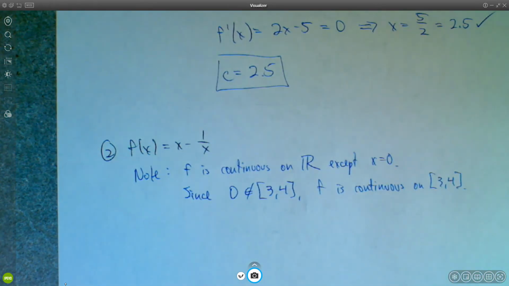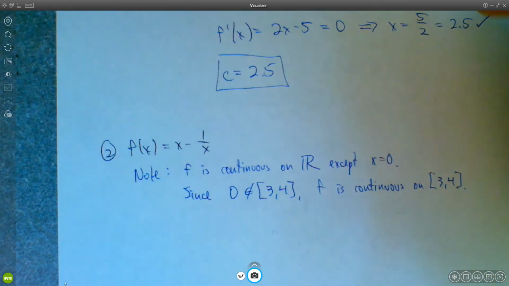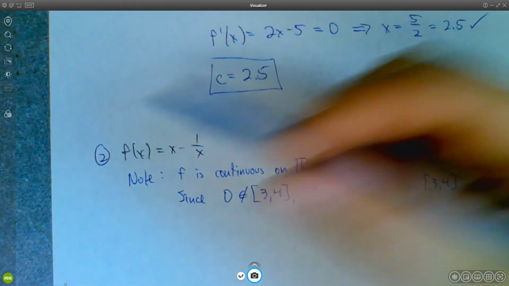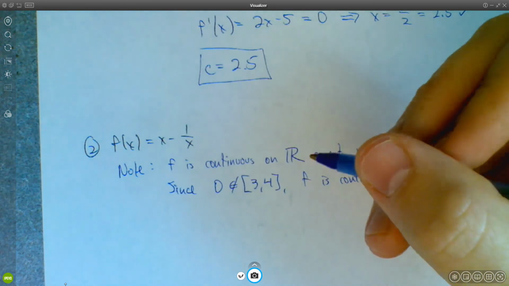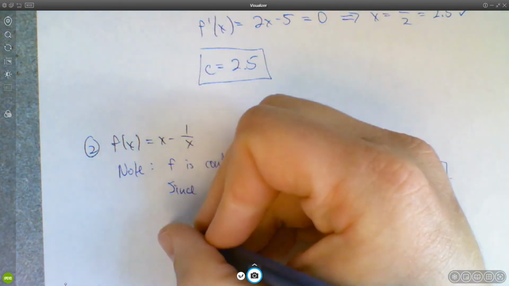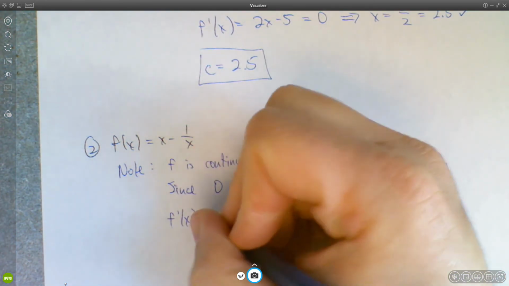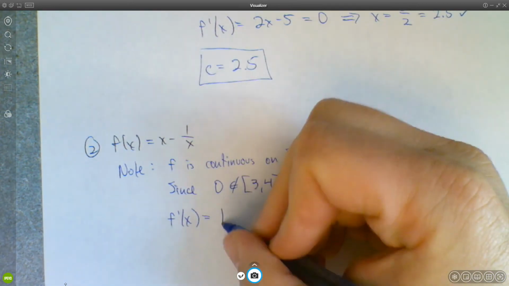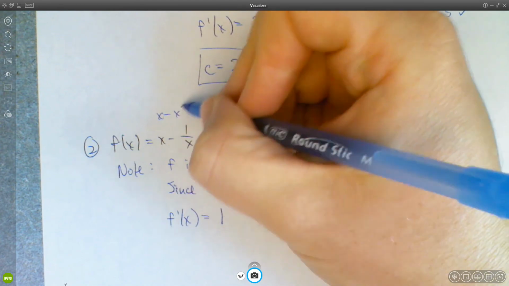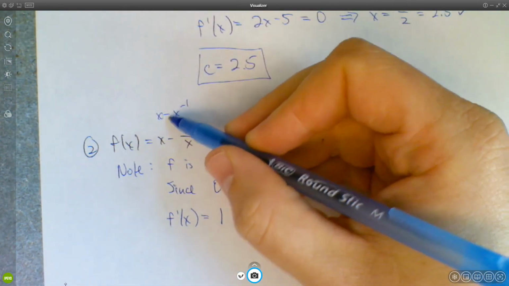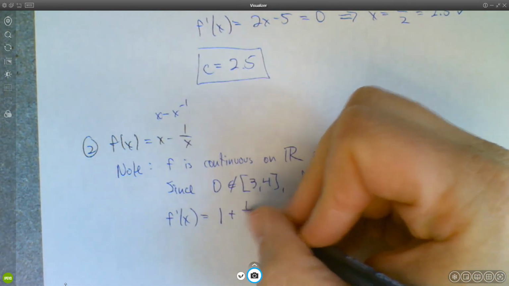The second condition that we have to check is that f has to be differentiable on the open interval (3, 4). Now to check that, we should probably take the derivative and figure out where the derivative exists. So f prime of x would be 1, if I think of this as x minus x to the negative 1, so that's going to be a plus x to the negative 2. So plus 1 over x squared.